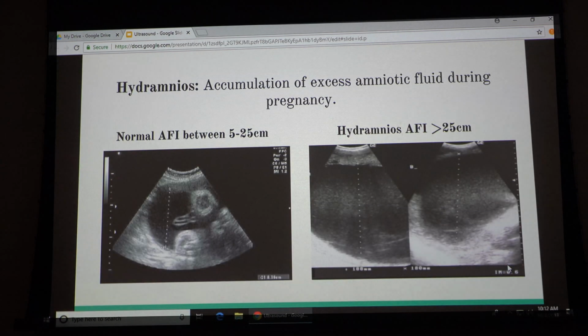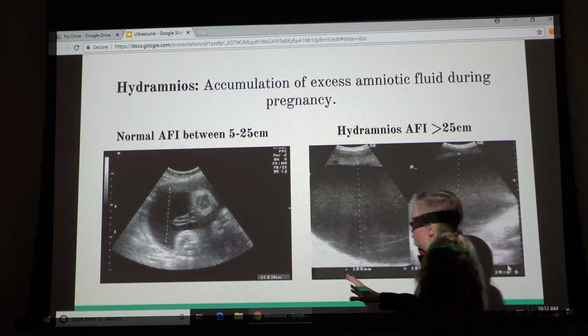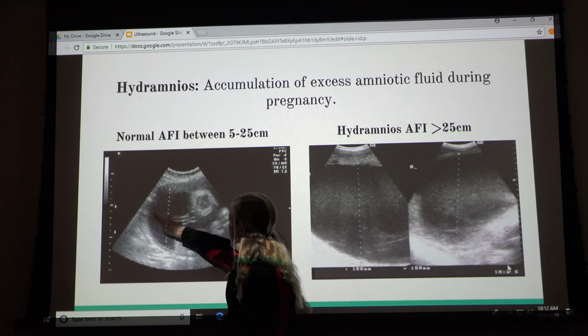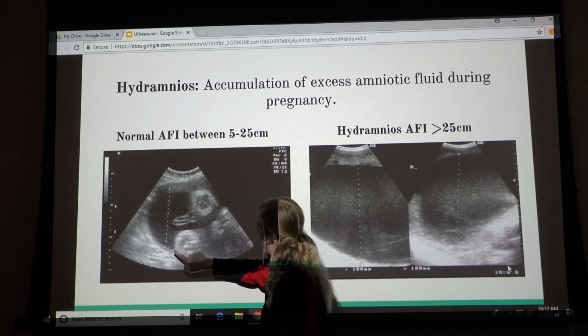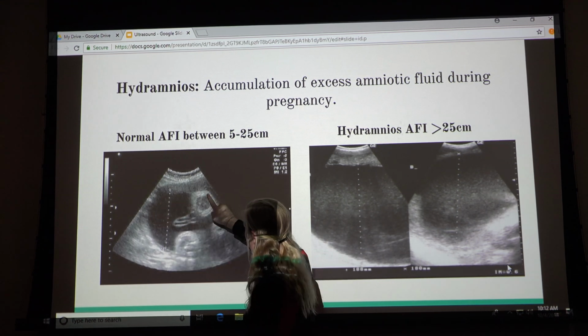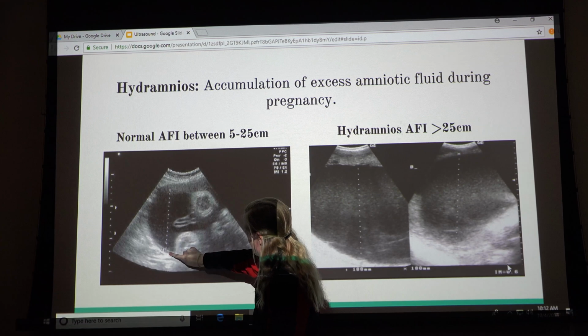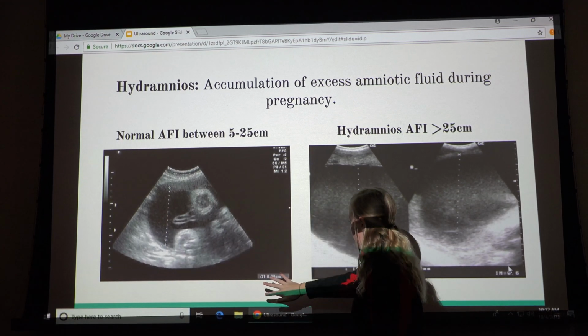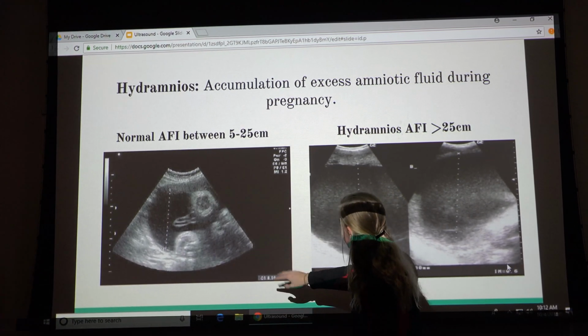So hydramnios is the accumulation of excess amniotic fluid during pregnancy. Remember, fluid is represented by the black on an ultrasound. So here you can see the gestational sac outline. And they're measuring from the top to the bottom. And this is roughly 18 centimeters.